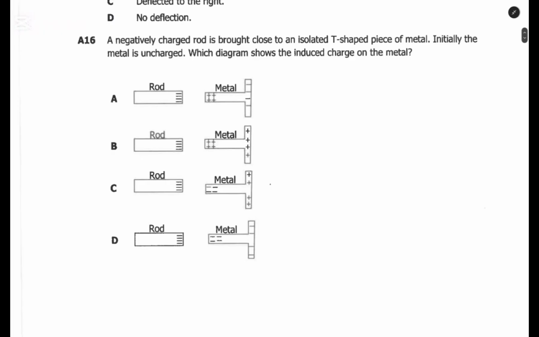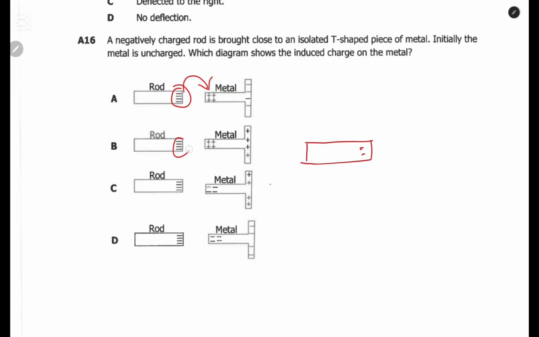Then question 16. A negatively charged rod is brought closer to an isolated T-shaped piece of metal. Initially, the metal is uncharged. Which diagram shows the induced charge on the metal? Always know that the induced charge should be opposite to the charge. Here we have the negatively charged rod, so it will induce the opposite one, which is positive. This is going to cause the separation of charge in this metal, which means the negative charge will be pushed away, and the positive charge will be attracted to the metal rod.